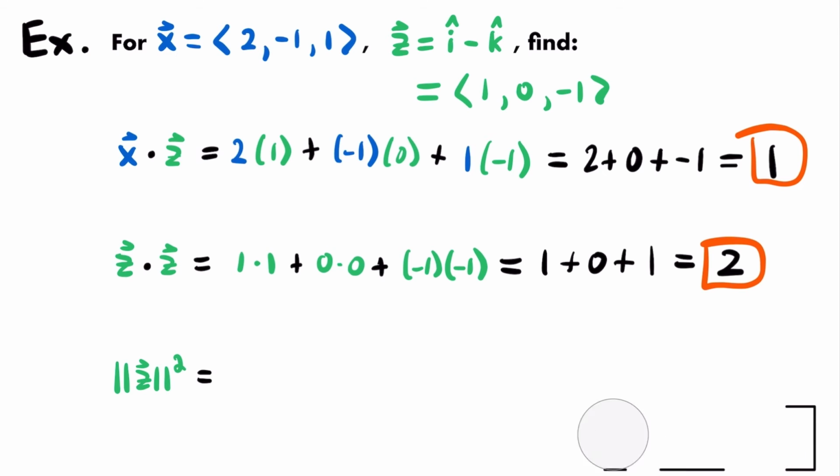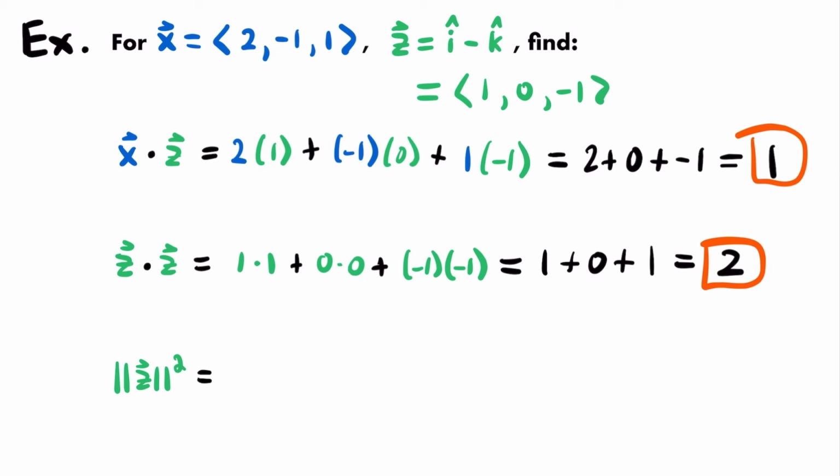Now, if you remember from our 2D example, we said that one of the properties of the dot product is that the dot product of a vector with itself is equal to the magnitude of that vector squared, right? So for this last one, where we want to find the magnitude of vector z squared, we should be able to say immediately that that's going to be equal to 2, because that's what the dot product of vector z with itself was equal to. The dot product of vector z with itself is the same as taking the magnitude of vector z squared.